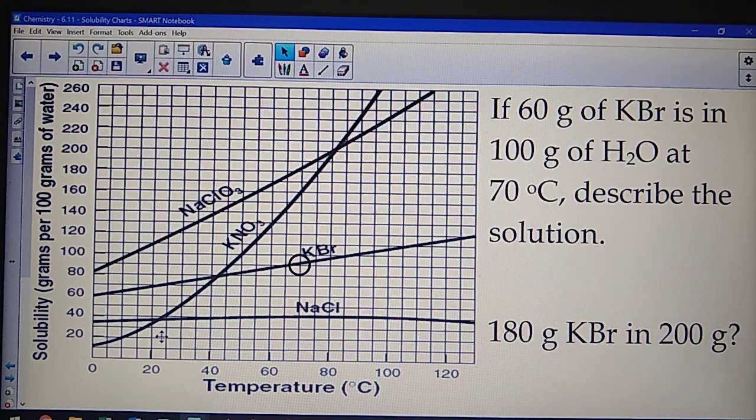Okay, so consider if I had that solubility, if I try to dissolve in 60 grams of potassium bromide at the same temperature, what would you describe the solution as? Supersaturated, saturated, or unsaturated? And then what if I try to dissolve 180 grams of potassium bromide in 200 grams of water? Same question. Would the solution be supersaturated, saturated, or unsaturated? Please pause the video and consider.